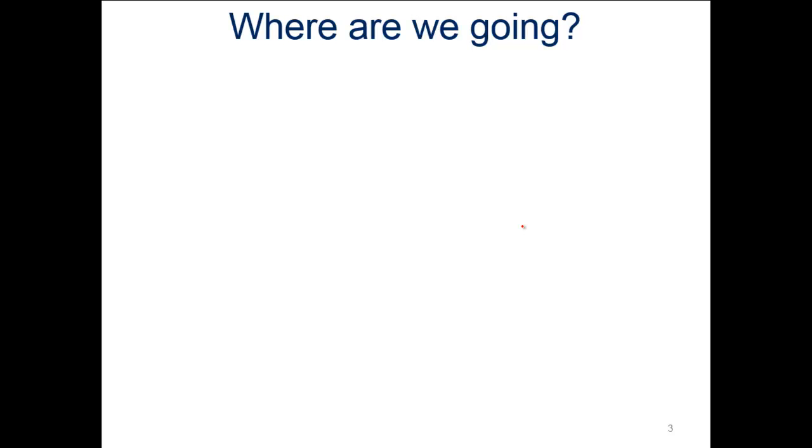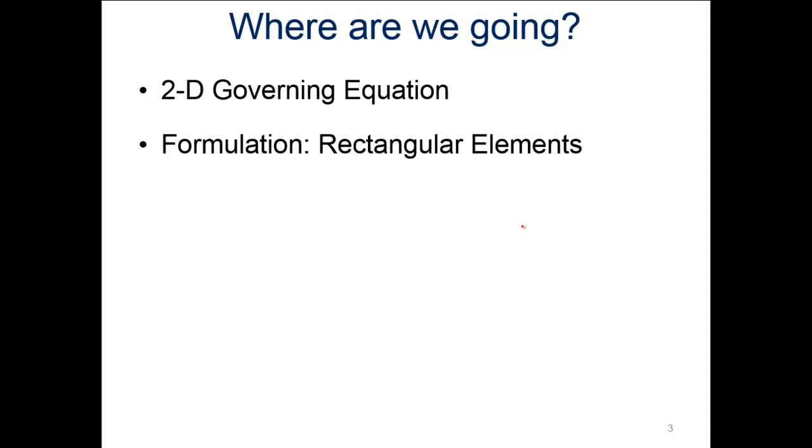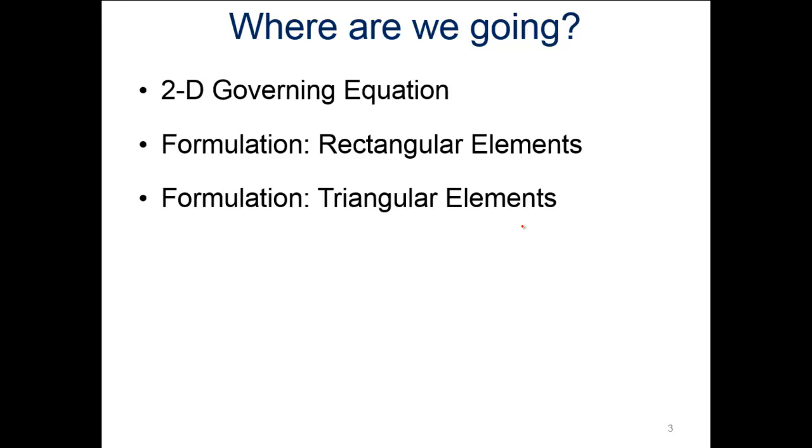All right, so where are we going today in this lecture? We're going to look at the 2D governing equation for a heat transfer problem, strictly conduction in this case. The formulation of this problem, how we would solve it using rectangular elements, and how we would do that with triangular elements. And then we'll do an ANSYS example to finish out.